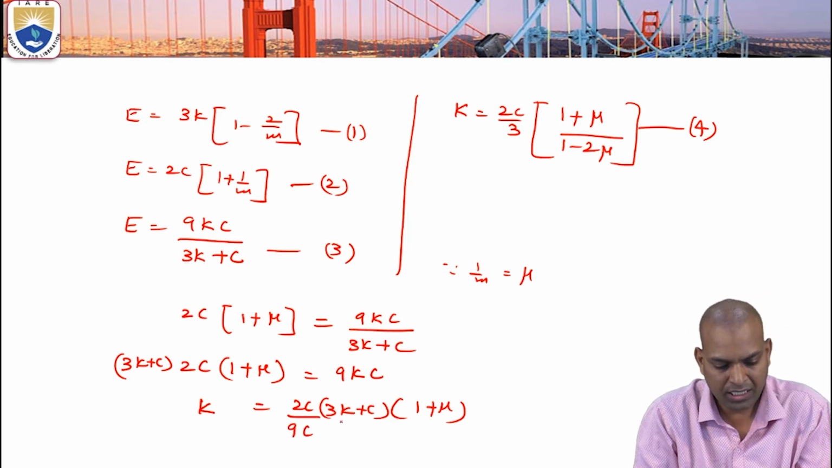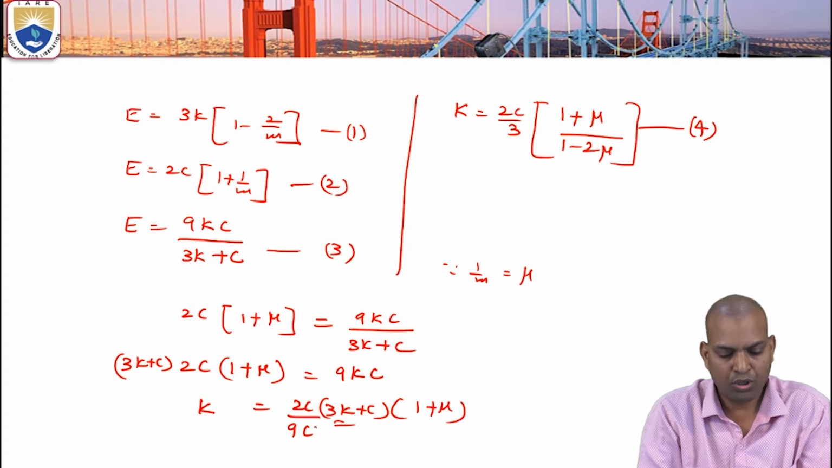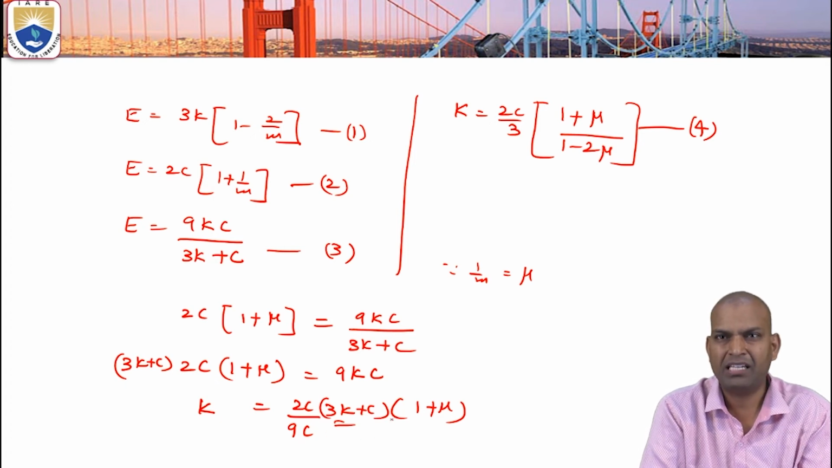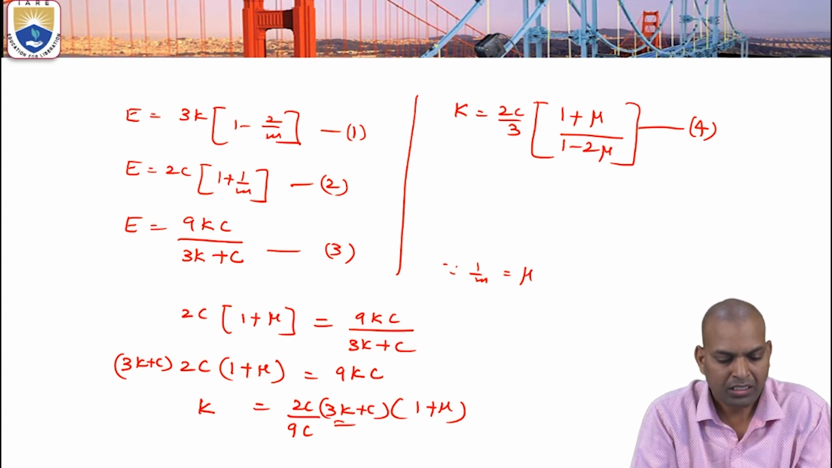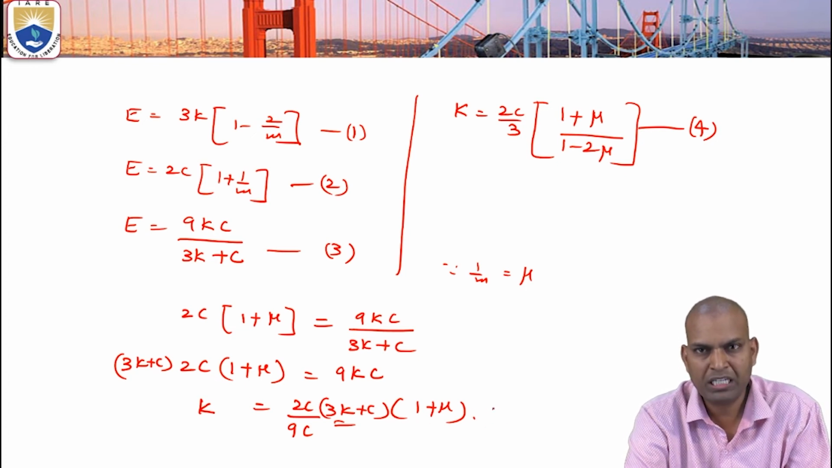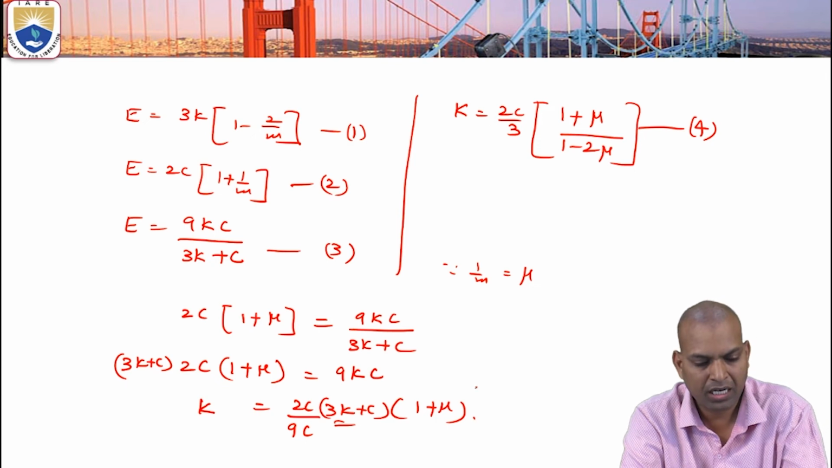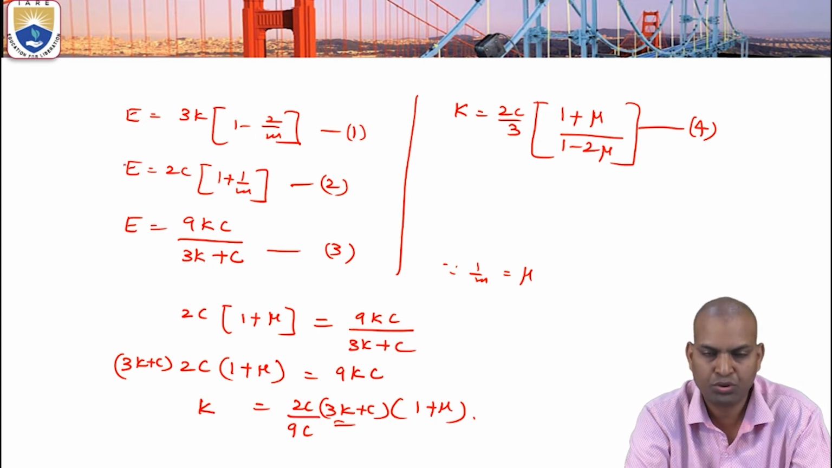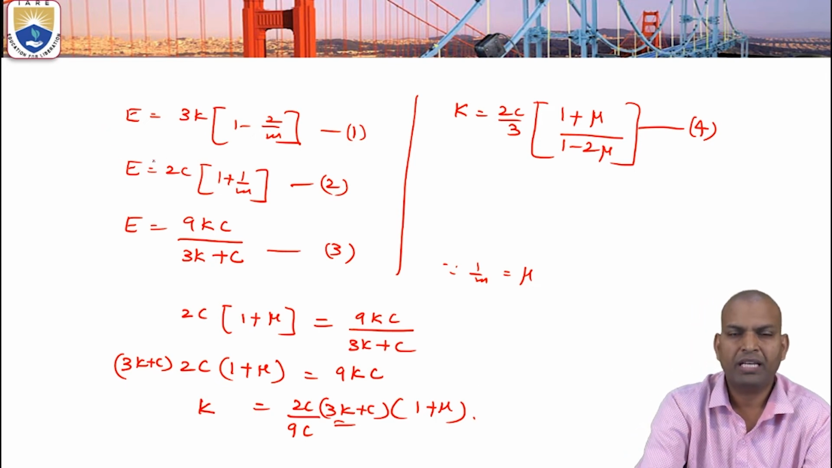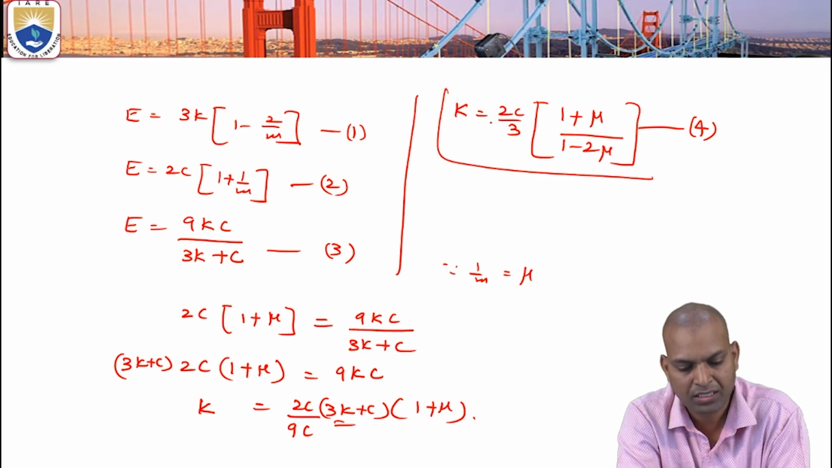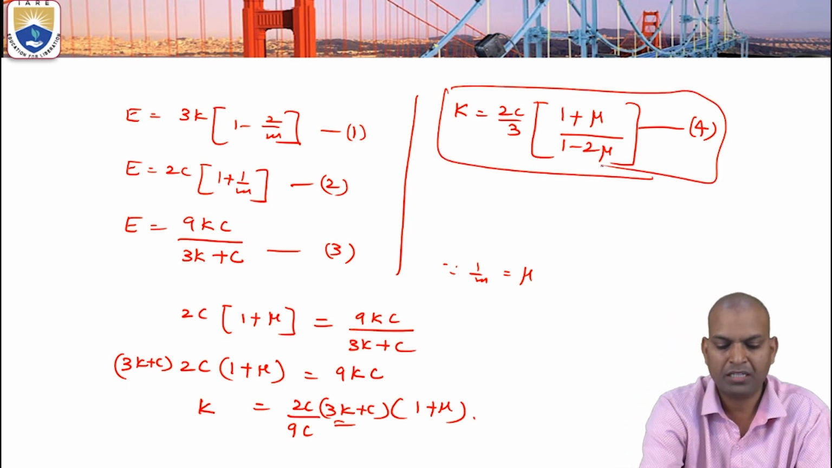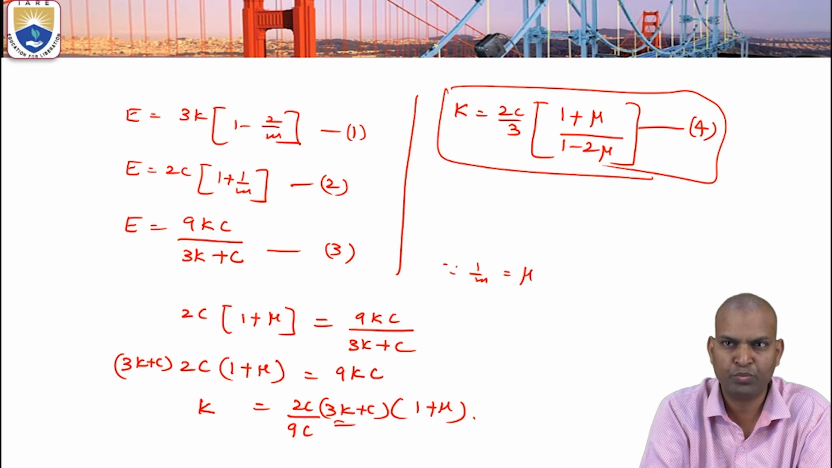Now again here K is common. In such a way we can see the relation between the both. If we simplify further equation 2 and equation 3, and similarly equation 1 and equation 2, then we can obtain the same relation as we have obtained here, that is 2C by 3 times 1 plus mu by 1 minus 2 mu.